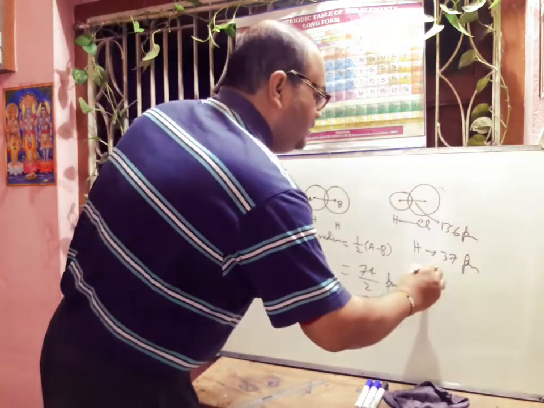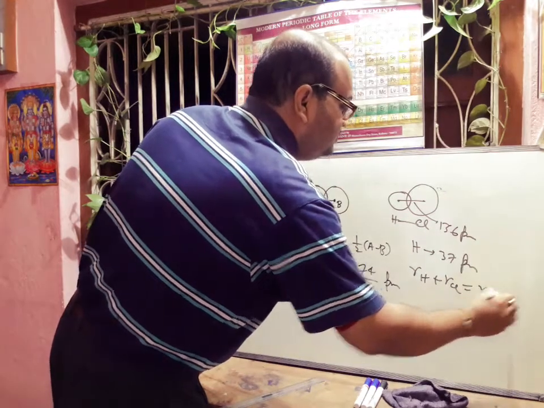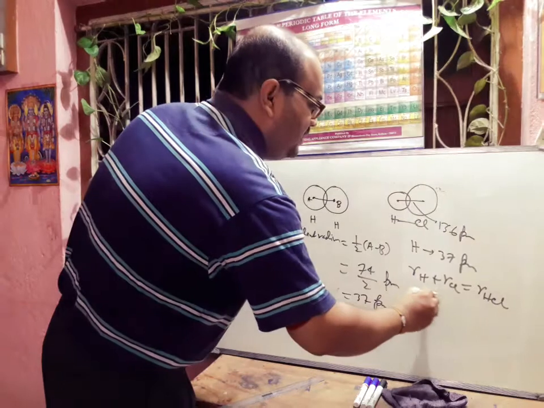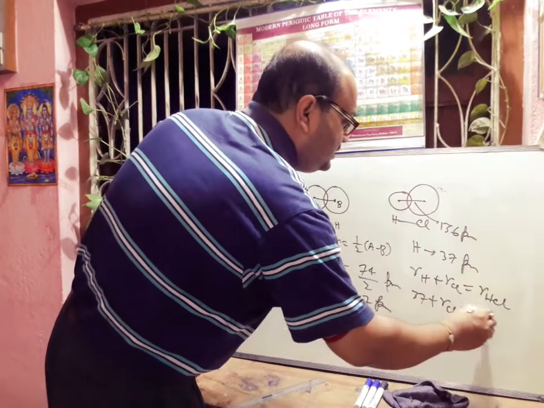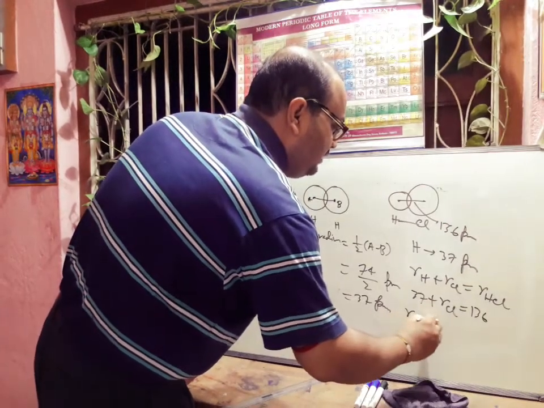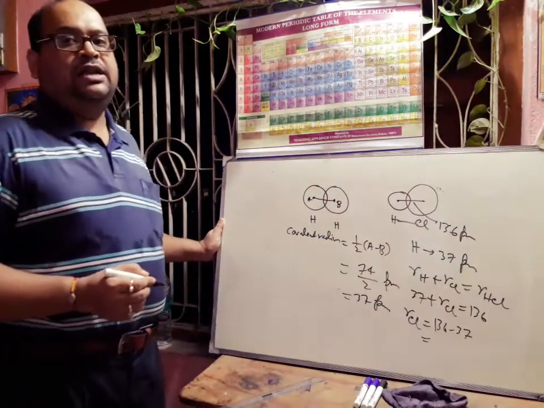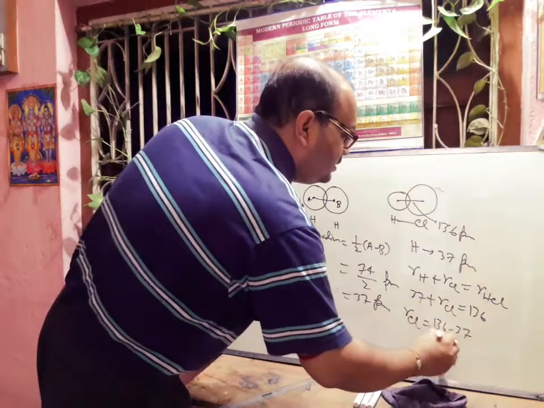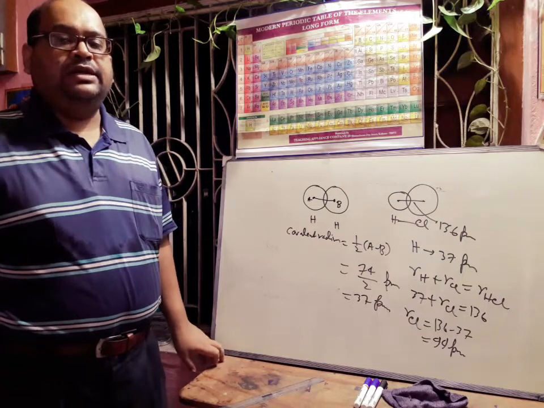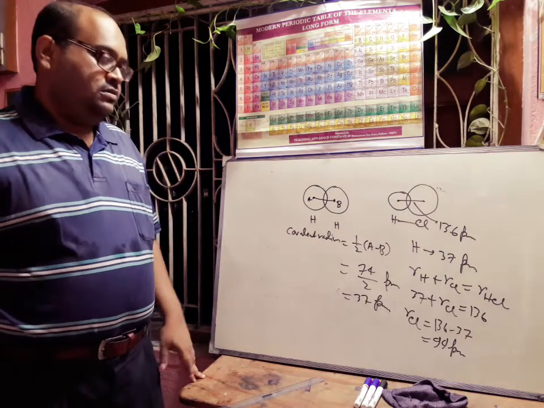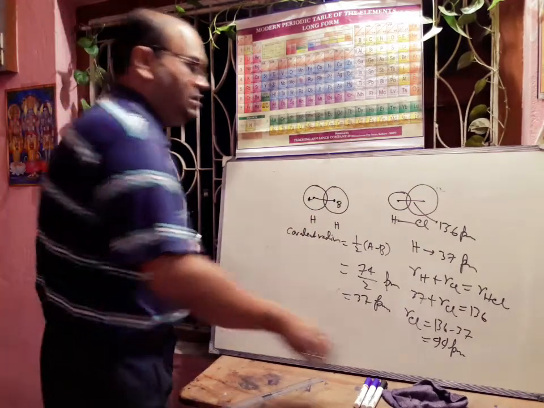Actually RH plus RCl is equal to RHCl. Now RH we know is 37, RCl we have to calculate, and RHCl is 136. So the difference is 136 minus 37, which comes to around 99 picometer. In this way we can easily calculate the covalent radius in the case of a heteronuclear molecule. Understand?